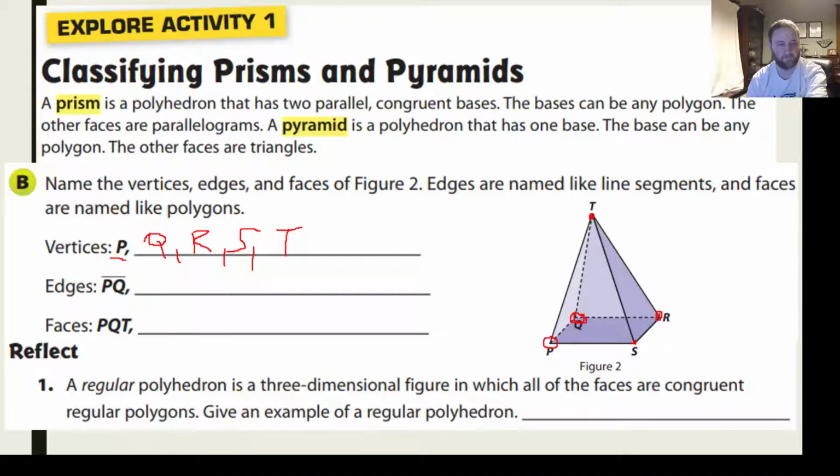Okay. Now our edges. Our first one's given for us. When we write our edges, we write it like a line segment. So we write 2 letters that are connecting the line, and then we write this little line at the top of it to show us a line segment. So the first one is PQ. Let me erase what we have so far. Okay. Oops, I did not mean to do that, but that's okay. All right, so edges, PQ. That's this line right here.